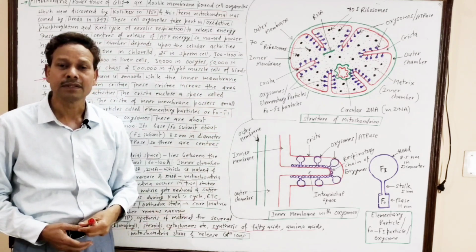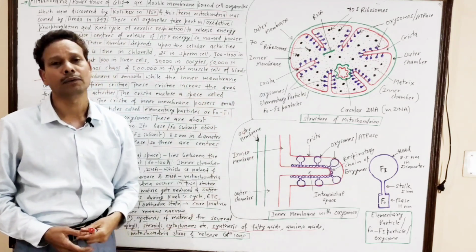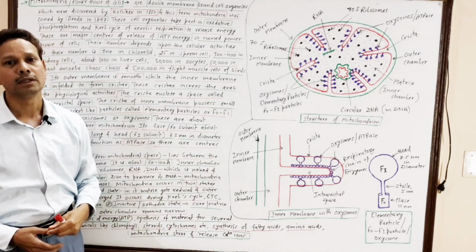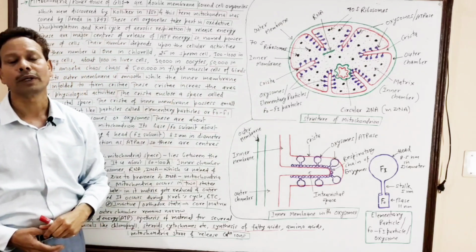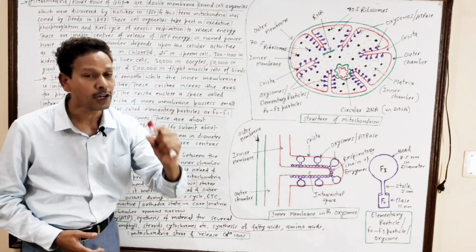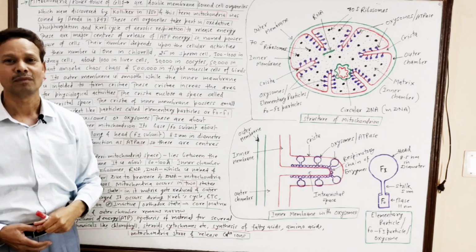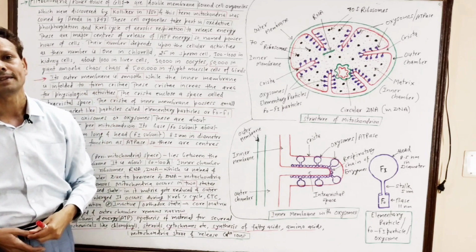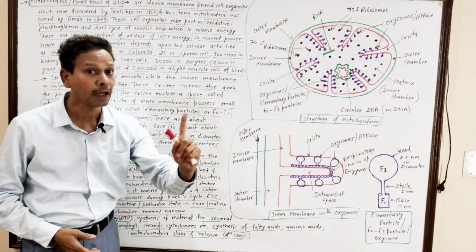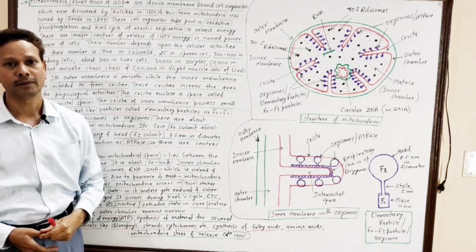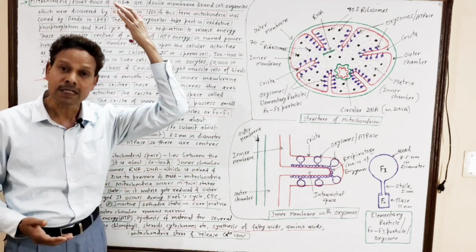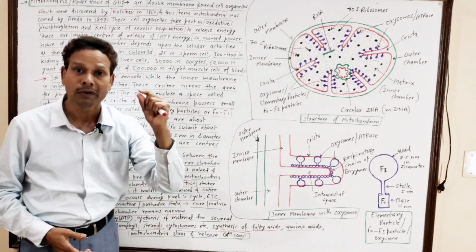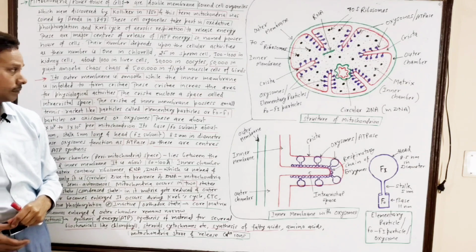The number increases as the cell becomes active. In the giant amoeba, Chaos chaos, about 50,000 mitochondria, and the maximum number of mitochondria is observed in more active cells like the flight muscle cells of birds, about 5 lakh mitochondria per cell. Flight muscle cells in birds are more active, with more mitochondria.